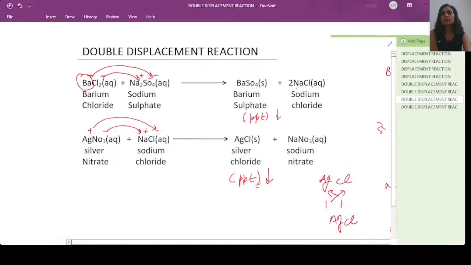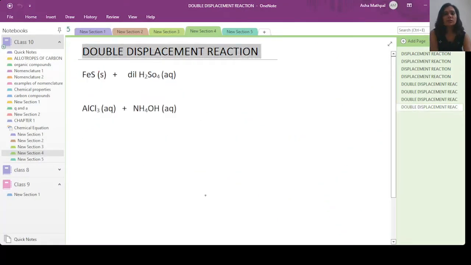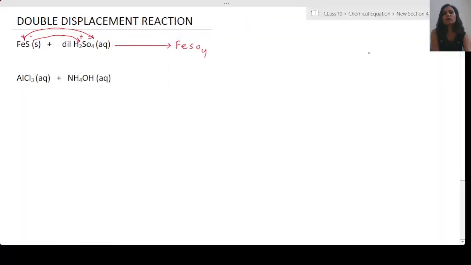Now we can see a few more reactions of the double displacement. FeS, that is ferrous sulfide, reacts with H2SO4. Now here this is positive, this is negative, this is positive, this is negative. So Fe will combine with SO4 and S will combine with H2. So the compound formed will be FeSO4 plus H2S, which is a gas. FeSO4 will be in the aqueous state.